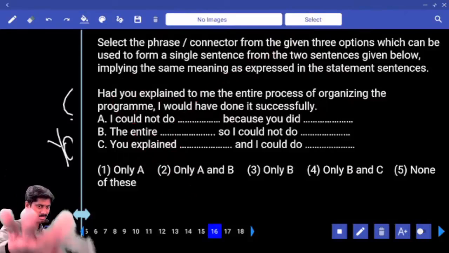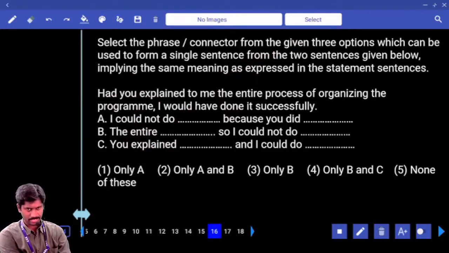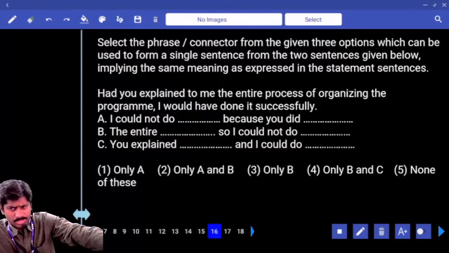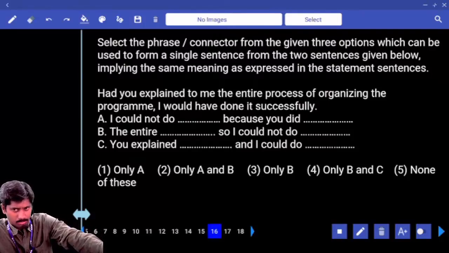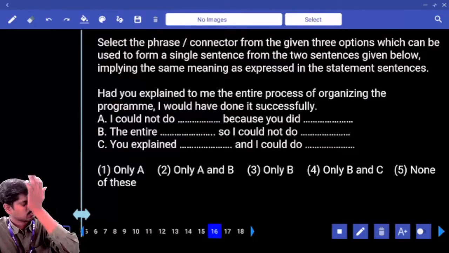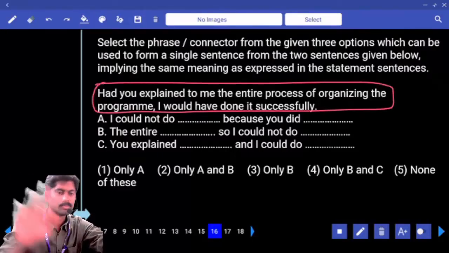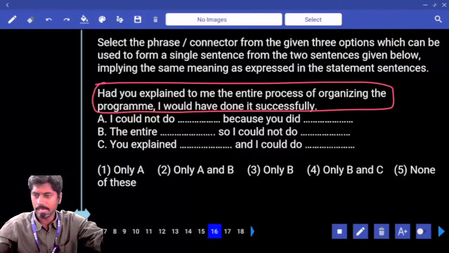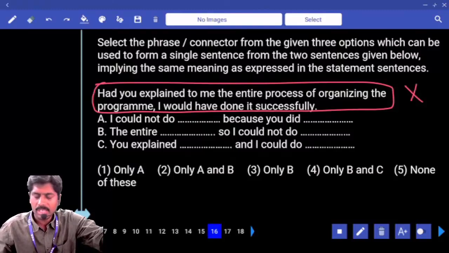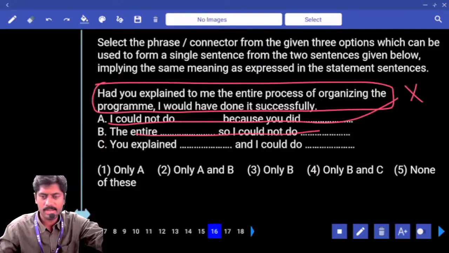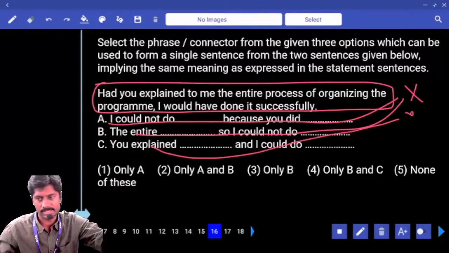Now, new section. Select the phrase or connector from the given three options which can be used to form a single sentence from the two sentences given below, implying the same meaning as expressed in the statement sentences. This is the statement given. Now, when you read it, you will get some meaning, X meaning. Now, I need the same X meaning if I start with A. If I start with B and continue with this, I should get X meaning. If I start with C and continue with that, I should get that X meaning.